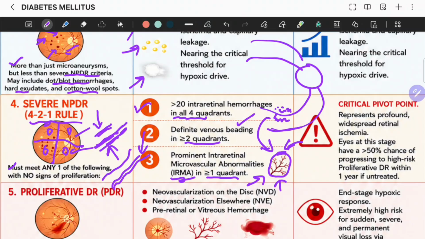So the 4-2-1 rule: hemorrhages more than 20 in all the 4 quadrants, venous beading in at least 2 quadrants, and IRMA in at least 1 quadrant. This represents profound widespread retinal ischemia, and eyes at this stage have a more than 50%, more than half, chance of progressing to high risk proliferative diabetic retinopathy within 1 year if untreated. Patients with severe NPDR are prone to develop PDR in more than 50% of cases in 1 year if they are not treated. This point should be remembered.